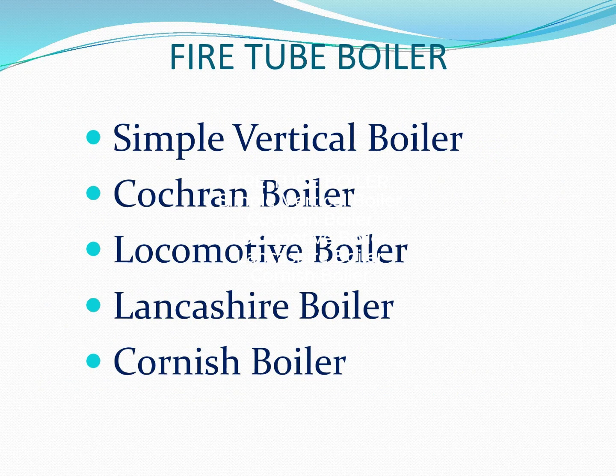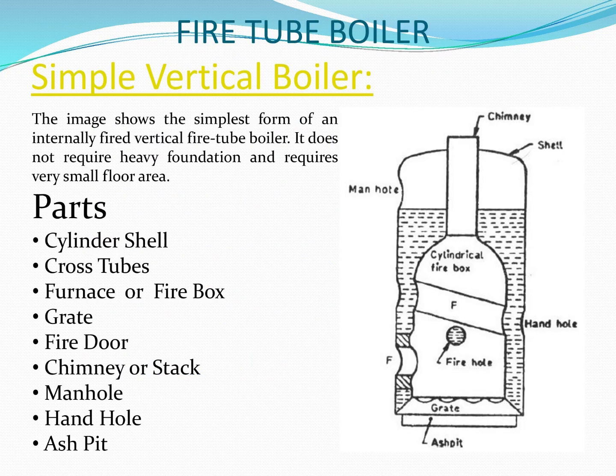Fire tube boiler, simple vertical boiler. Types include Cochran boiler, locomotive boiler, Lancashire boiler, Cornish boiler. The image shows the simplest form of an internally fired vertical fire tube boiler. It does not require heavy foundation and requires very small floor area. Parts: cylinder shell, cross tubes, furnace or firebox, grate, fire door, chimney or stack, manhole, hand hole, ash pit.